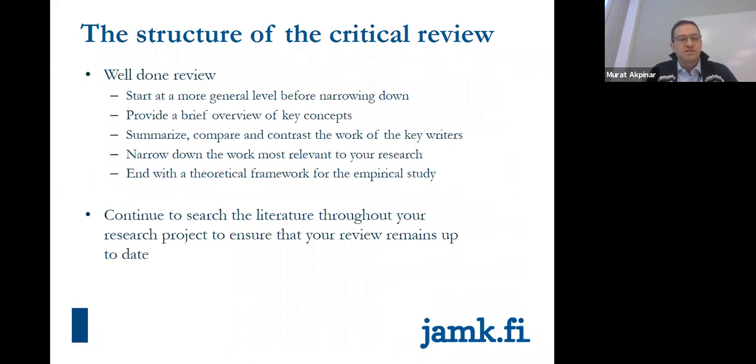literature review chapter. Okay, we have been talking about what a well-done literature review means: starting from general, narrowing it down, a brief overview of the key concepts, and then at the end, ending with your theoretical framework. So those are the key elements of a good literature review. Once you do your literature review, you find your theoretical framework, and then of course you will do your empirical study.